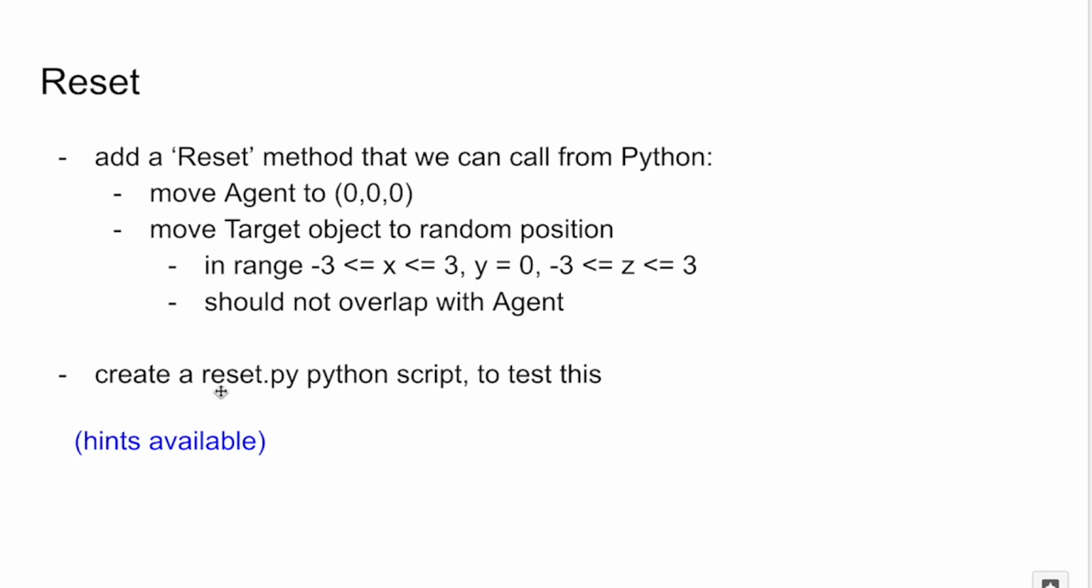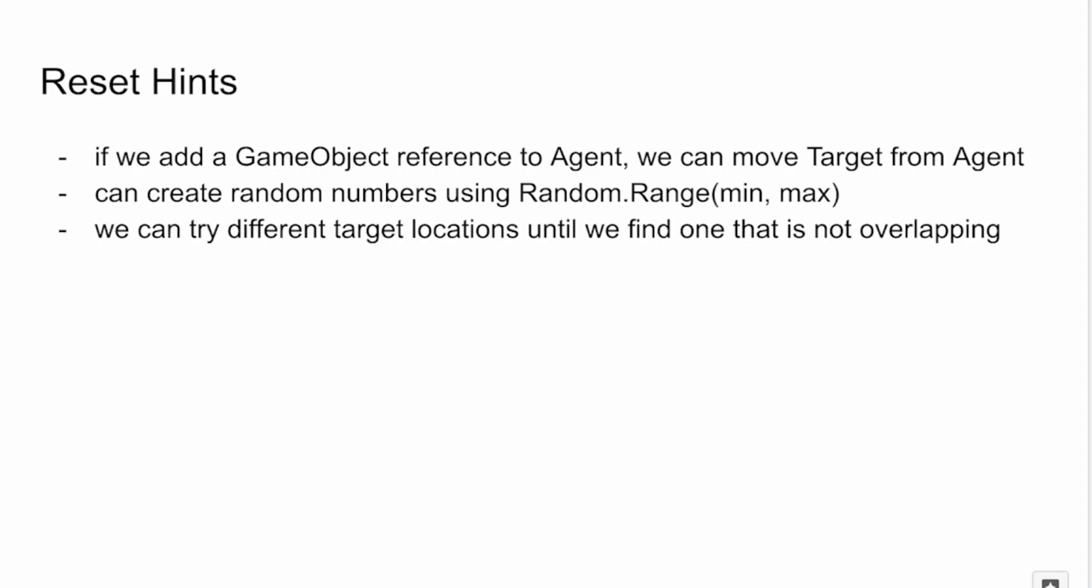There are hints available, so if you want to see the hint, then please continue watching the video. Otherwise, if you'd like to attempt the task, please pause the video now. All right, so let's have a look at the hints. So here's the hint. If we add a game object reference to agent, then we can move the target from the agent. We don't need to add any script into the target object.